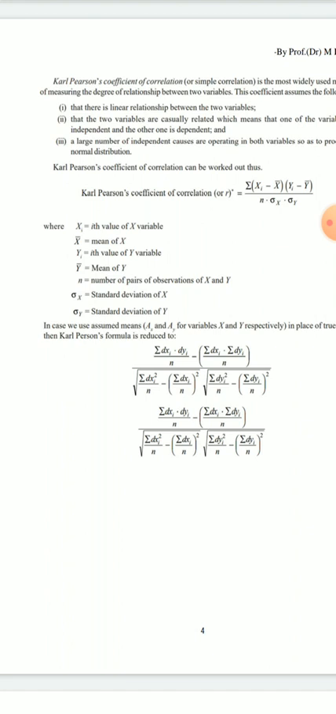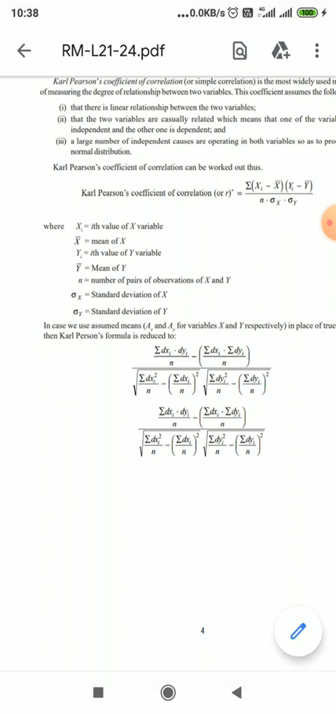Here, given as an example, A, B, C, D, E, the names of the students, the number of pairs is 5. So you can put the value of n equal to 5. Sigma x is equal to the standard deviation of x, and sigma y is equal to the standard deviation of y.